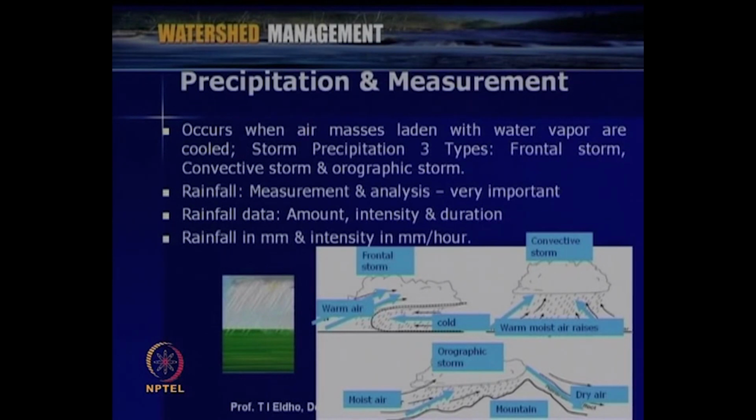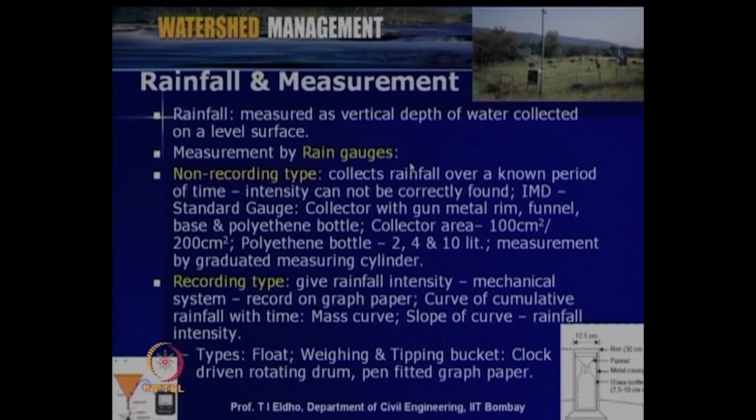So, generally we can describe the rainfall in terms of depth of water, in millimeters, and the intensity of rainfall is generally described in millimeters per hour. Now, as I mentioned, we have to measure the rainfall and quantify how much rainfall is taking place at particular locations. Rainfall we can measure as the vertical depth of water collected on a level surface. So, generally we can measure the rainfall using equipment called rain gauges.